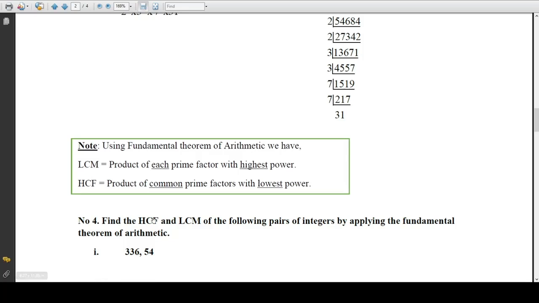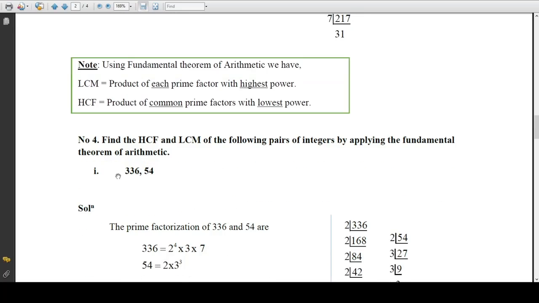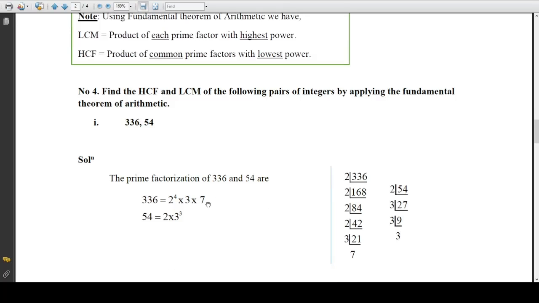Find the HCF and LCM of the following pairs of integers by applying the fundamental theorem of arithmetic. Now 336 and 54. How will we find out? We have to factorize these two numbers, 336 and 54, separately. Okay, here for 336 I've shown you how factorization is done.